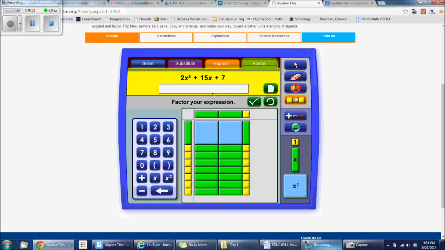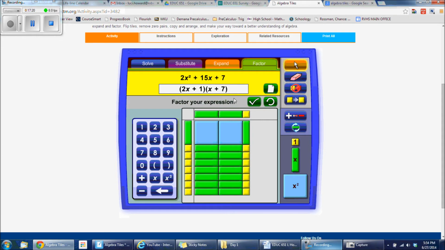And then I can go up here and actually enter my equation in. Now note that it will tell me whether I have it factored correctly and whether I have my expression entered correctly. So then I've got an x plus an x, so that would be a 2x plus 1, closing my parentheses, opening it back up again, and I've got an x plus a 7.